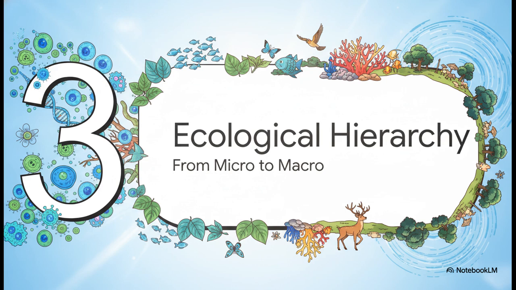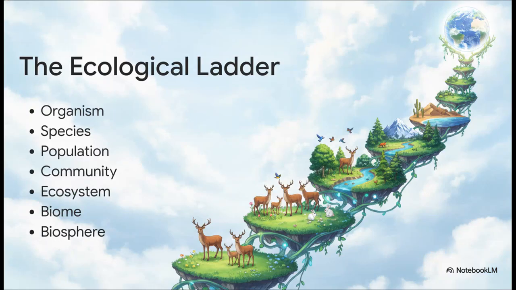Let's take that macro to micro approach. Think of this next part like a camera physically zooming out. We start at the very bottom rung of the ladder, with the organism, just a single individual. Now, group a bunch of those together, they can breed, and boom, you have a species. Put those members in the exact same place at the same time, and they're a population. Throw in some totally different species for them to interact and compete with, and you get a community. Now add in the non-living physical terrain around them, and you've just built an ecosystem.